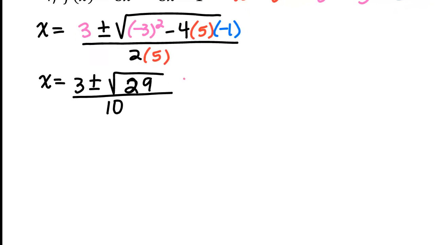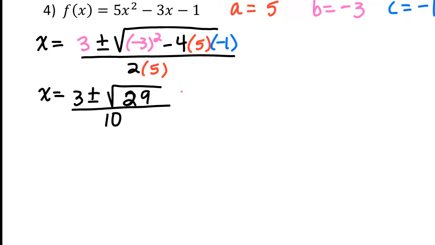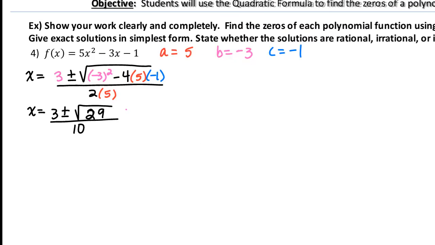All right, then just simplify. But notice, now I'm going to check for root 29. Is root 29 on your perfect squares? Remember the perfect squares? Let me write them down in case you don't remember. That's 1, 4, 9, 16, 25, 36. 29 is not on the list. Do any of these numbers go into 29?